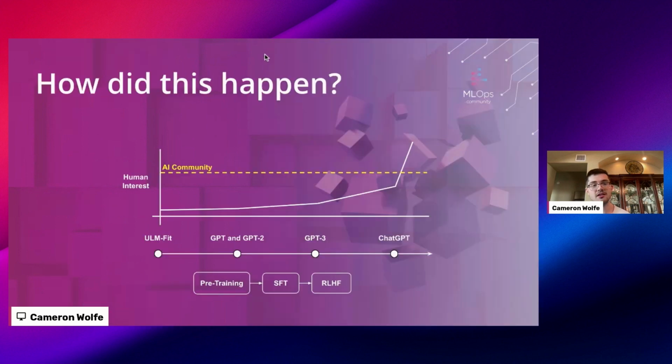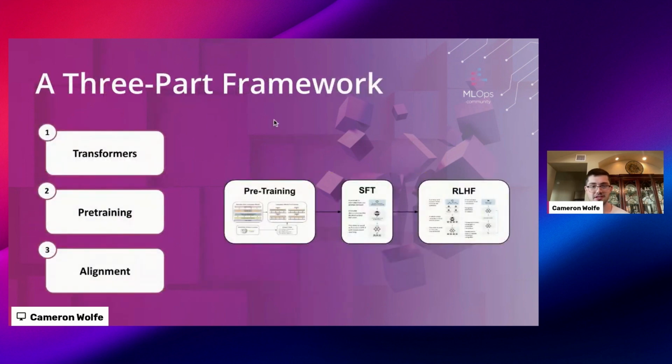What we're going to do today is answer this question in 10 minutes while still maintaining some of the depth. Typically to explain the core components of ChatGPT, I use a three-part framework. The question is, what happened from GPT-3 to ChatGPT? To explain this, I use a three-part framework, which includes transformers, pre-training, and alignment. We'll walk through each one by one, and then conclude by talking about how they fit together.